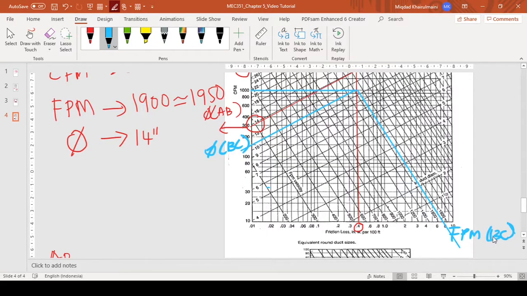Alright, so if you want to read the values now for BC here, the diameter is approximately 11 inches. And then for FPM, you can see it's in between 1600 and 1800, so we read as precisely as possible. FPM will be approximately 1700.